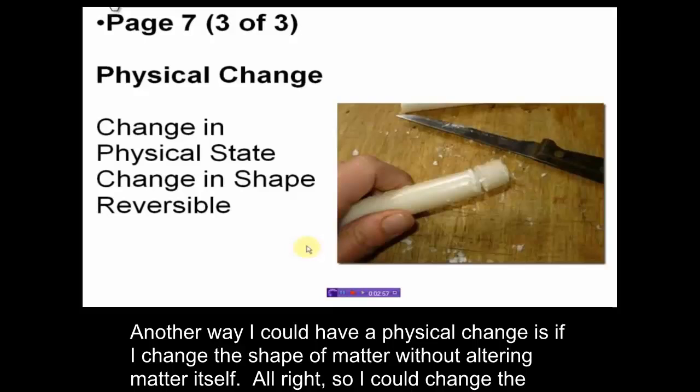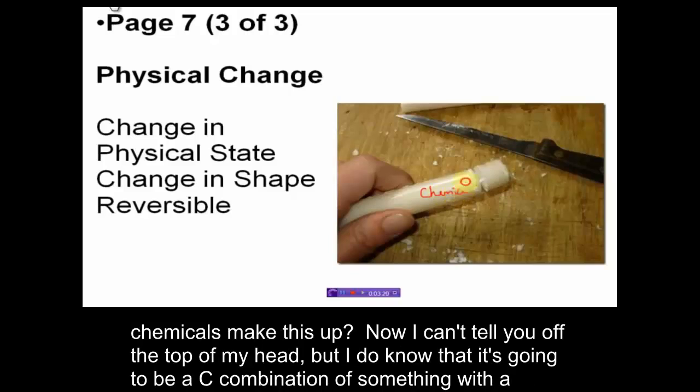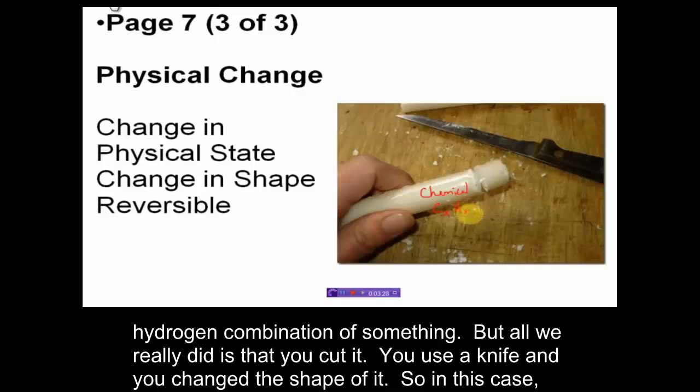Another way I could have a physical change is if I change the shape of matter without altering matter itself. All right, so I could change the shape of matter without altering it at all. All right, so did I alter the chemistry of the candle? Okay, did I alter the chemistry of it? What chemicals make this up? Now, I can't tell you off the top of my head, but I do know that it's going to be a C combination of something with a hydrogen combination of something. But all you really did is that you cut it. You use a knife and you change the shape of it.